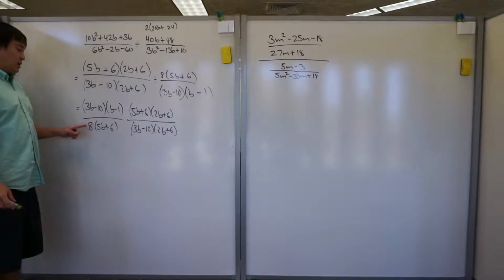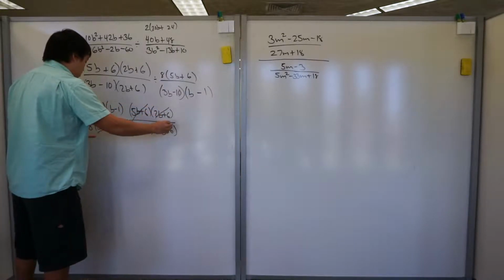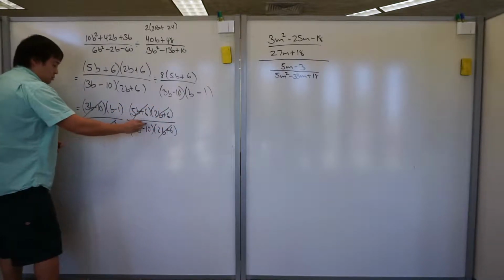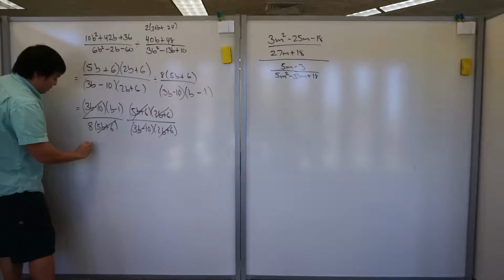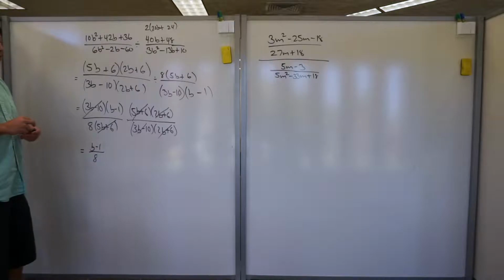And now we can start canceling, right? So this one and this one cancel, this one and this one cancel, this one and this one cancel. So you're left with b minus 1 over 8.